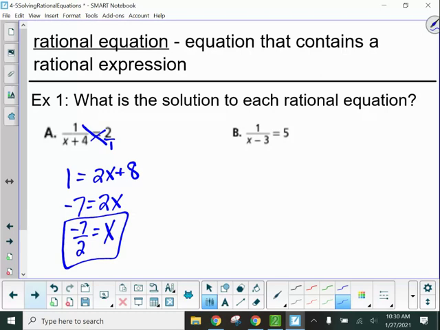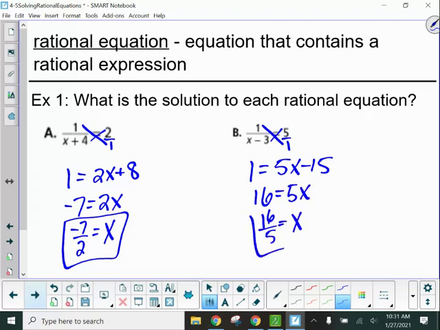Part B is going to be very similar. Again, I'm going to put that 1 in the denominator. If you don't have a denominator, it's understood to be 1. We cross multiply. I get 1 equals 5x minus 15. So 16 is my 5x. X is 16 over 5. So when you do have just a fraction equal to either another fraction or a single number, it is a lot easier to solve than if you have some other type of situation.